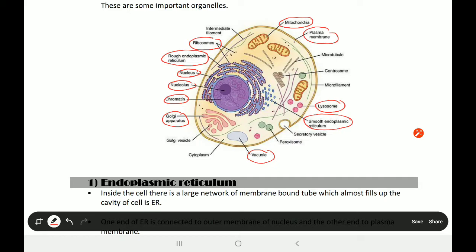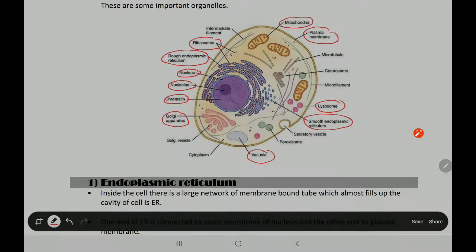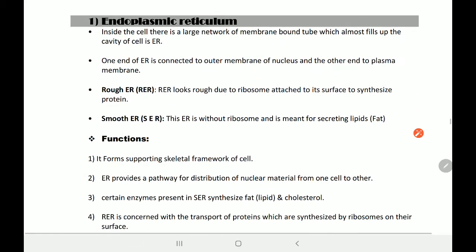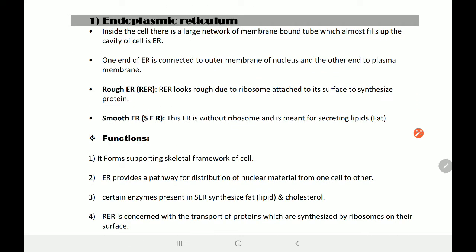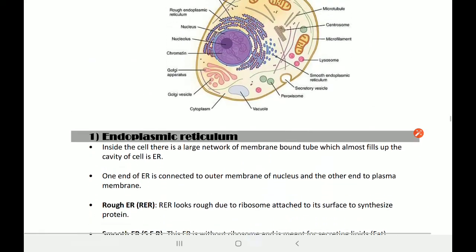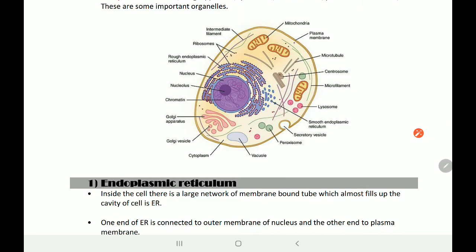So let's begin. The first thing we need to understand from the organelles is ER, endoplasmic reticulum. Endoplasmic reticulum is a network-like structure. Around the nucleus you will find a tube-like structure, a network of tubes. This is nothing but ER. There are two types of ER: one is rough ER and second is smooth ER, that is rough endoplasmic reticulum and smooth endoplasmic reticulum. So these are the two types of ER.